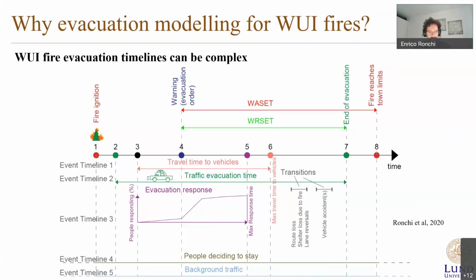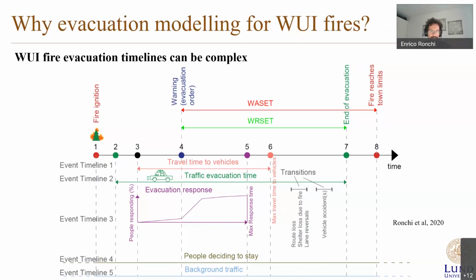Some people will decide to stay regardless of the evolution of the event, even despite having been told to evacuate, for instance. And then we have a given evacuation response, with different households at different times deciding to respond and leave the threatened area. And we have evacuation that can take place on the road network.